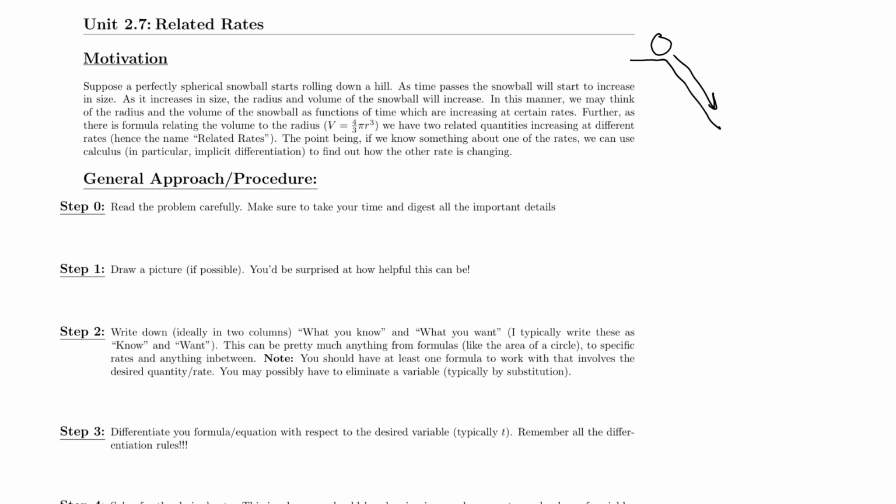So this snowball right here, it has a volume. And as it rolls down the hill, it increases over time. So we can say that the volume of the snowball is a function of time. And we also know that if its volume is increasing, its radius is increasing. The radius of this snowball is increasing. So the radius is increasing over time.